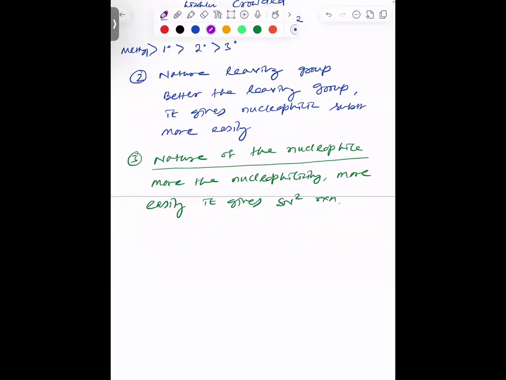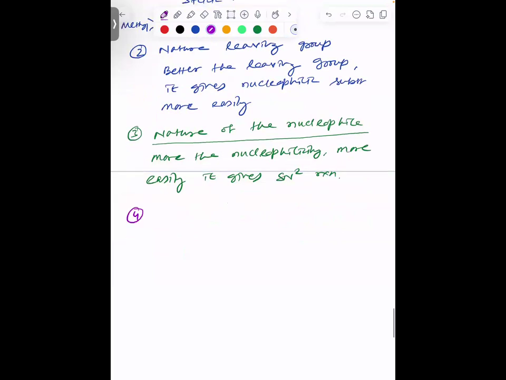So next comes the concentration of the nucleophile. That means whether by changing the concentration of the nucleophile, there will be any change in the nucleophilic substitution or not.